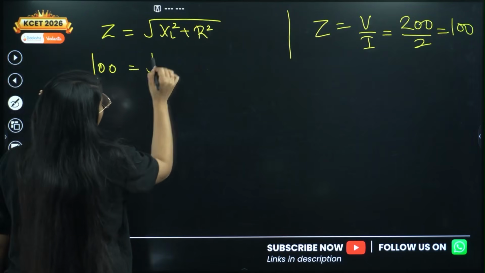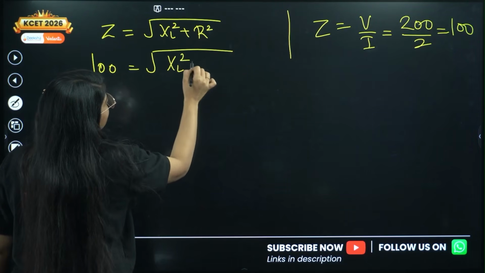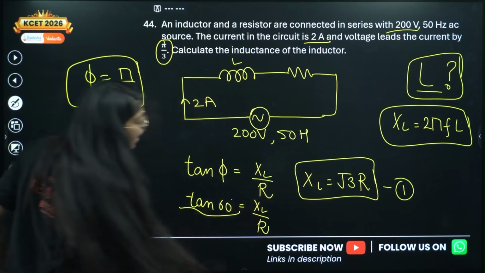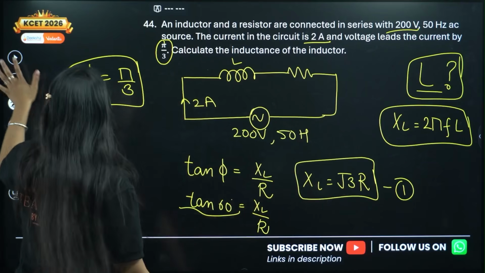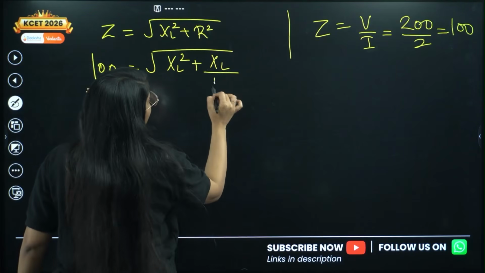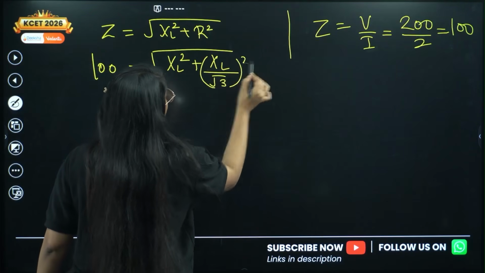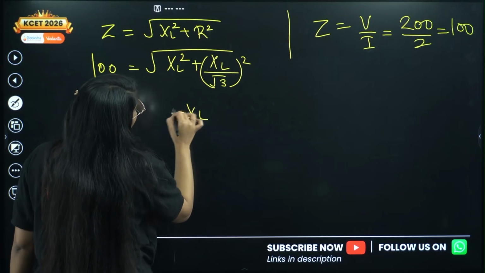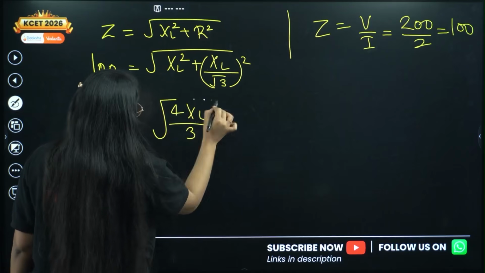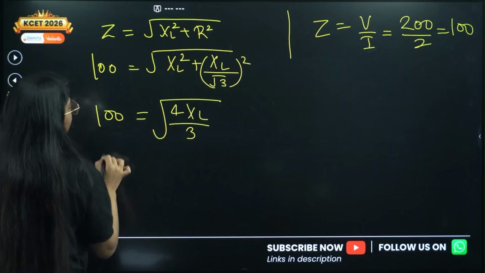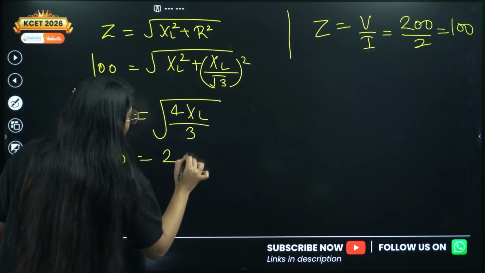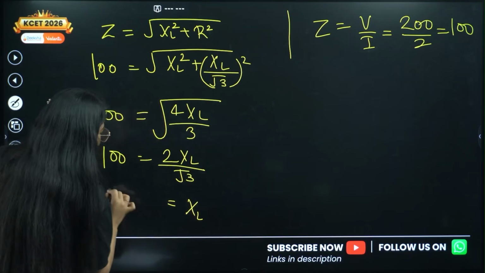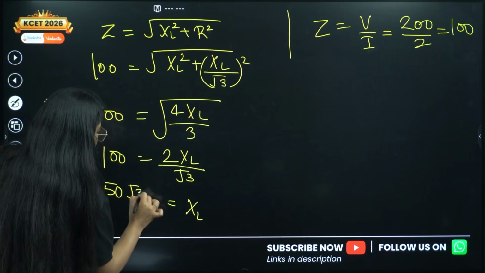100 equal to, now we have to find XL. So XL was root 3 R, so R will be XL by root 3. So this is the root of XL square plus XL by root 3 whole square. This will simply be the root of 4 XL square divided by 3. This is 100. So 100 will be 2 XL divided by root 3 and XL comes out to be 50 root 3 from here.